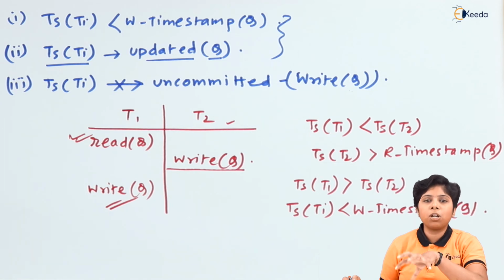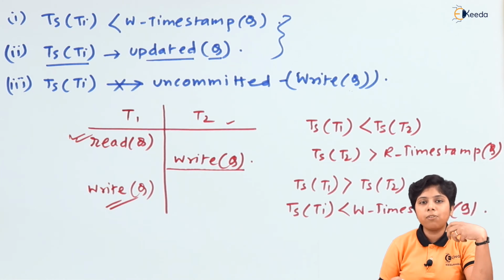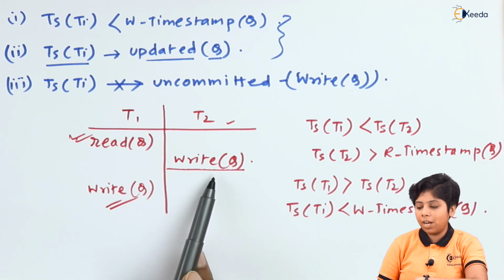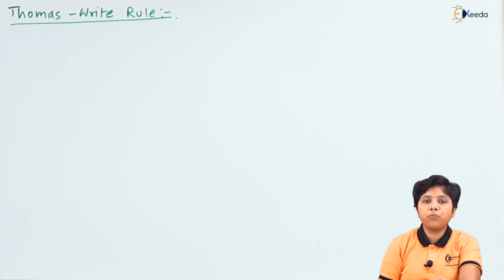So this modification gives us the new rule, which is known as the Thomas Write Rule. By the Thomas Write Rule, we can eliminate this type of problem, where we are writing a value that has not been written or read by any of the transactions involving the writes. So now we can define our Thomas Write Rule. It goes for the timestamp based protocol with just one modification in the write rule. The read rule will be the same as in the timestamp based protocol.